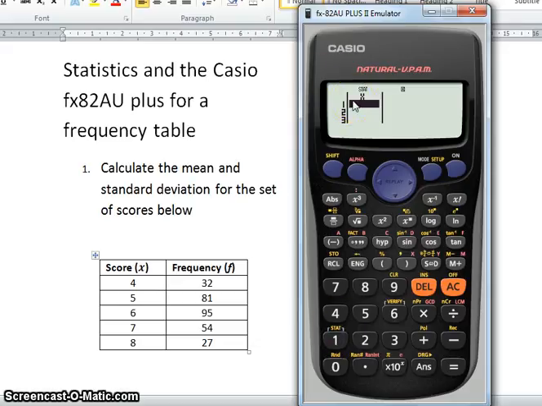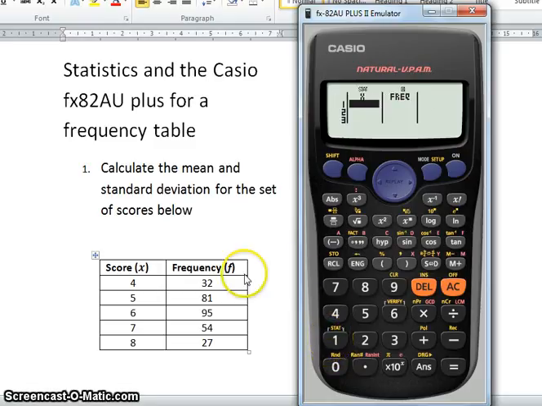Now that's what we're using for a set of scores. We need to get it so it has a frequency table. So the way we do that, we press shift, mode. Okay, we've then got to go down for the stat, which is number 3, and then turn it on. So frequency on, and that's how we get our table.